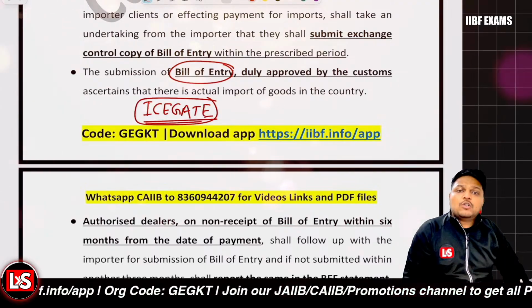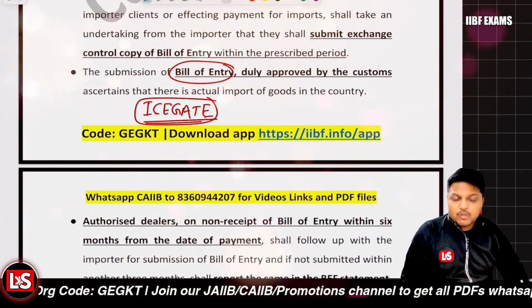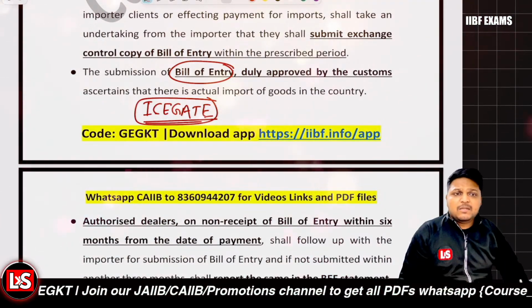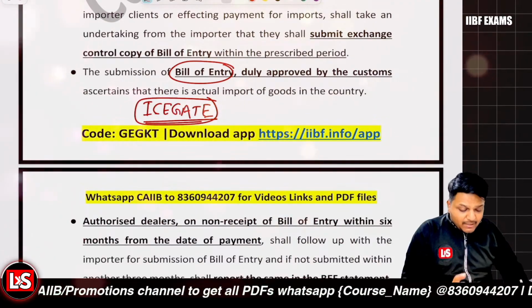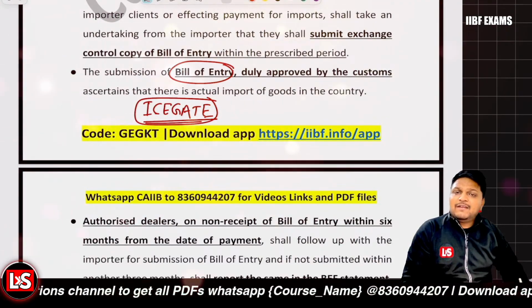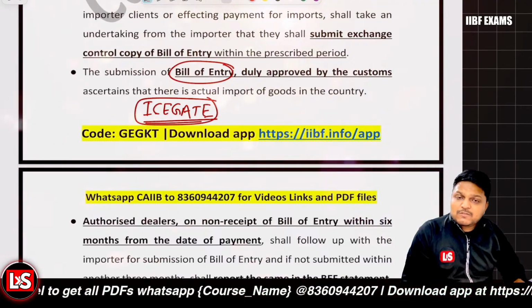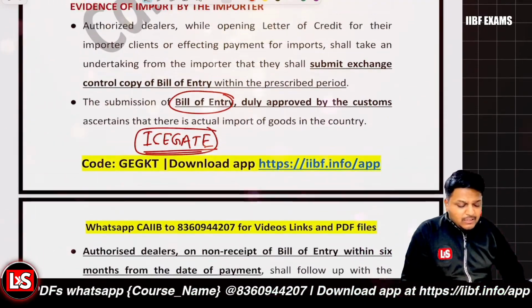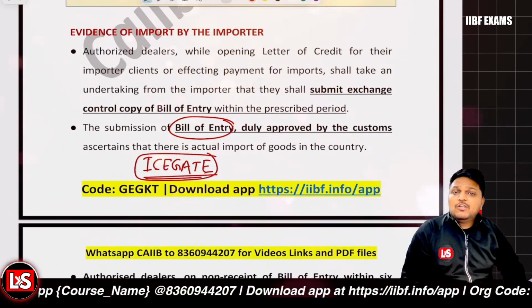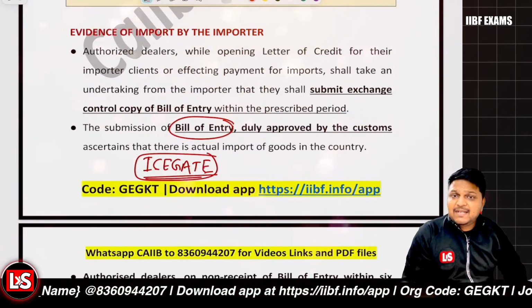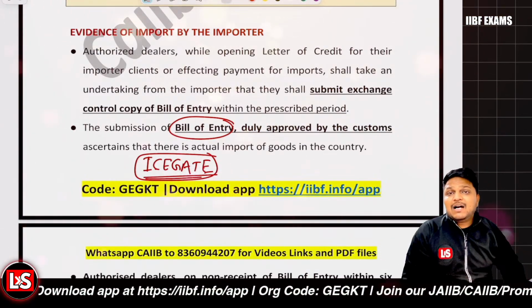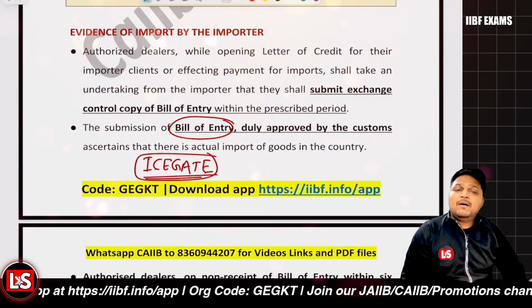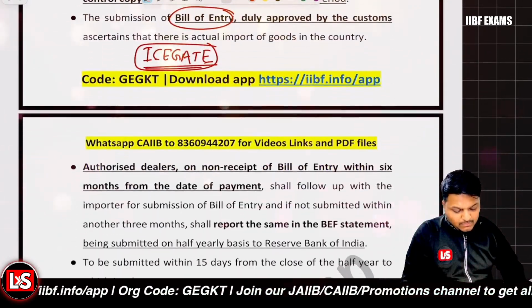For imports below rupees 5 lakh, as this is a tolerance limit, simplified evidence can be accepted subject to the bank's policy. But if the import is above rupees 5 lakh, in that scenario the bill of entry must be there, which must be verified through the ICEGATE system. This is mandatory for imports which are 5 lakh rupees or above.